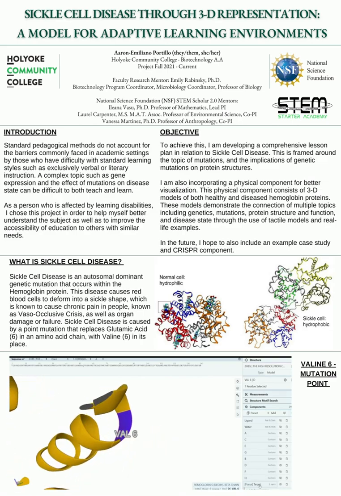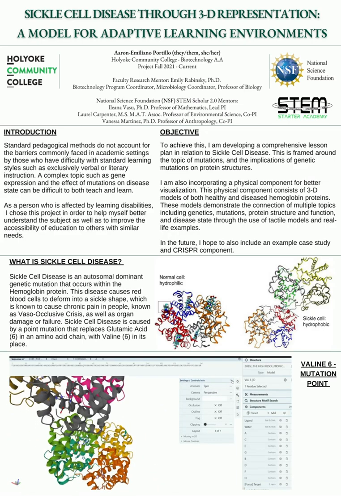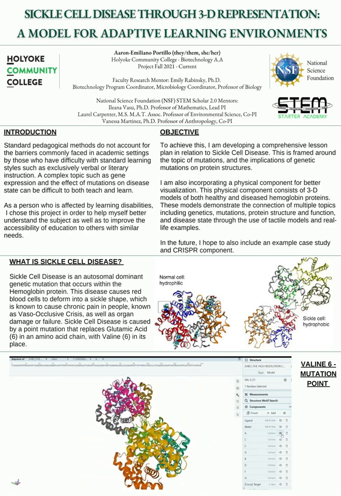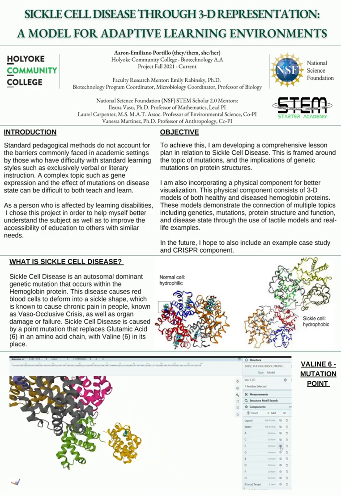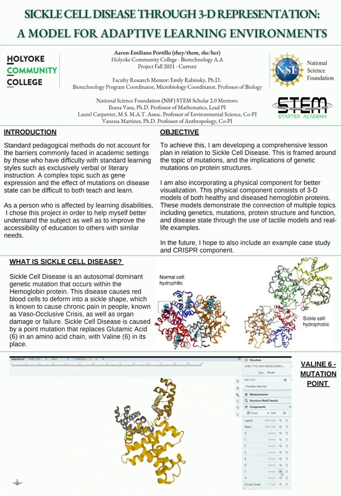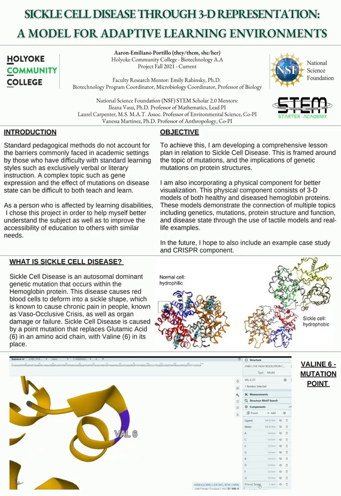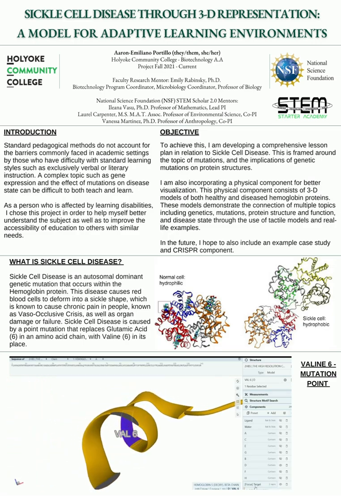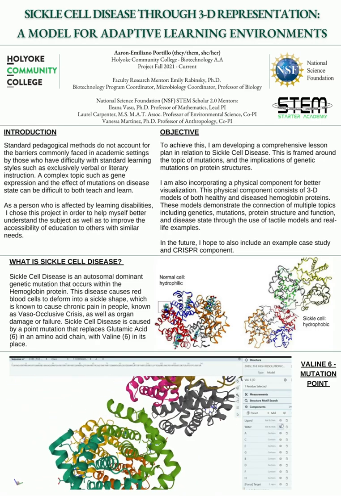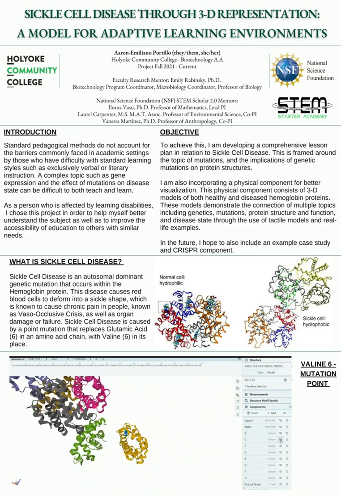To achieve this, I'm developing a comprehensive lesson plan in relation to sickle cell disease. This is framed around the topic of mutations and the implications of genetic mutations on protein structure. I am also incorporating a physical component for better visualization. This physical component consists of 3D models of both healthy and diseased hemoglobin proteins. These models demonstrate the connection of multiple topics including genetics, mutations, protein structure and function, and disease states through the use of tactile models and real-life examples. In the future, I hope to also include an example case study and CRISPR component.